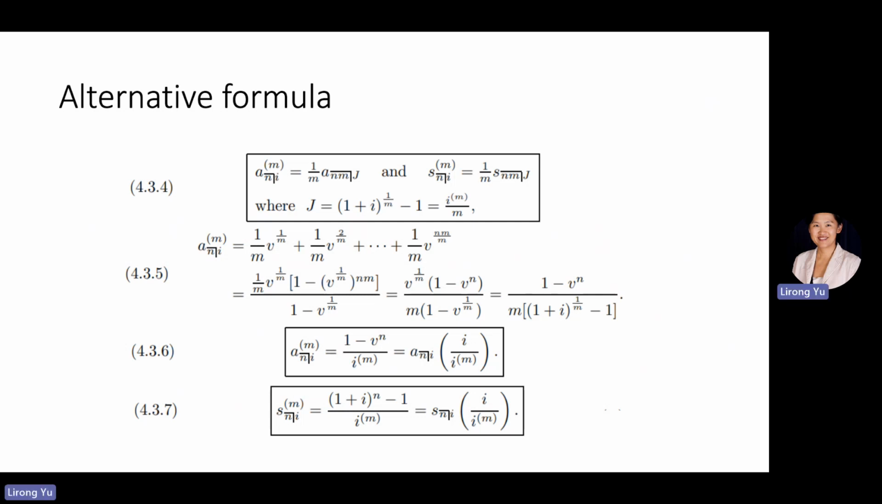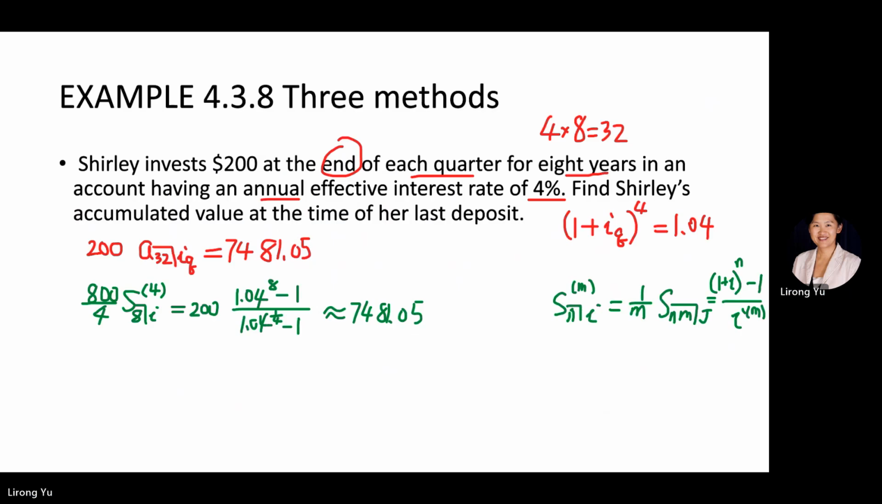Actually, in my personal experience, I use the chapter 3 formula more often than the chapter 4 formula. But either one is okay. All right, let's try this. You can try both ways: your old way, your previous experience, or the new way.